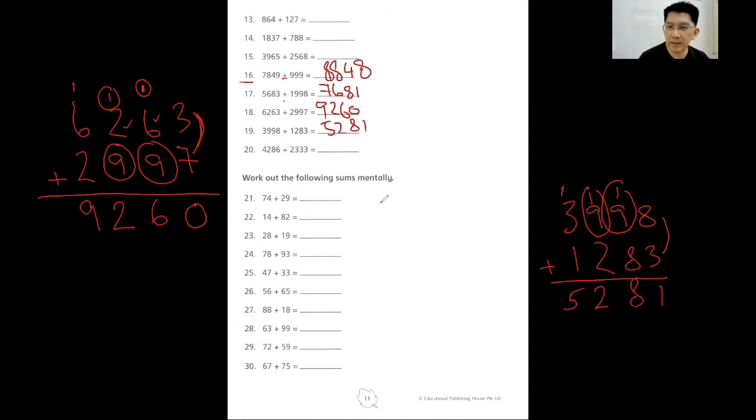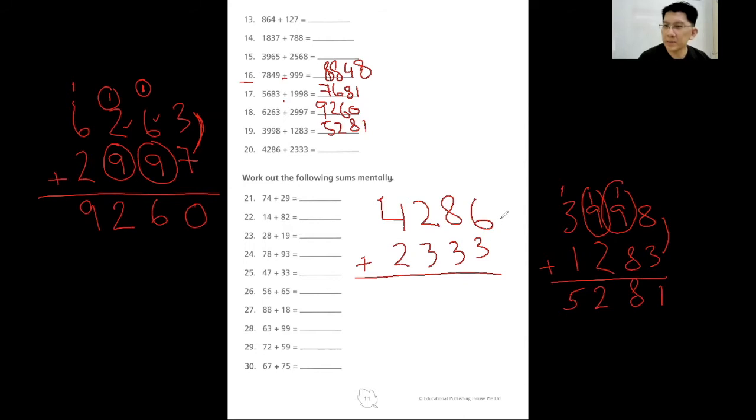Okay. Now finally, number 20. I'm going to do number 20 here. Okay, number 20. 4,286, and then 2,333. Okay, draw a line, and that's an addition. The plus sign is going to go here.